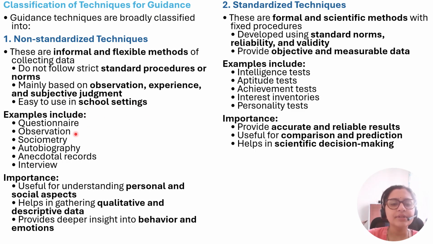What are the examples? Questionnaires, observation techniques, sociometry, autobiography, anecdotal records, interviews. We are going to see all of this in detail in the further questions. What is their importance? They are useful in understanding personal and social aspects. They help in gathering qualitative and descriptive data, and they provide a deeper insight into the behavior and emotions of students.